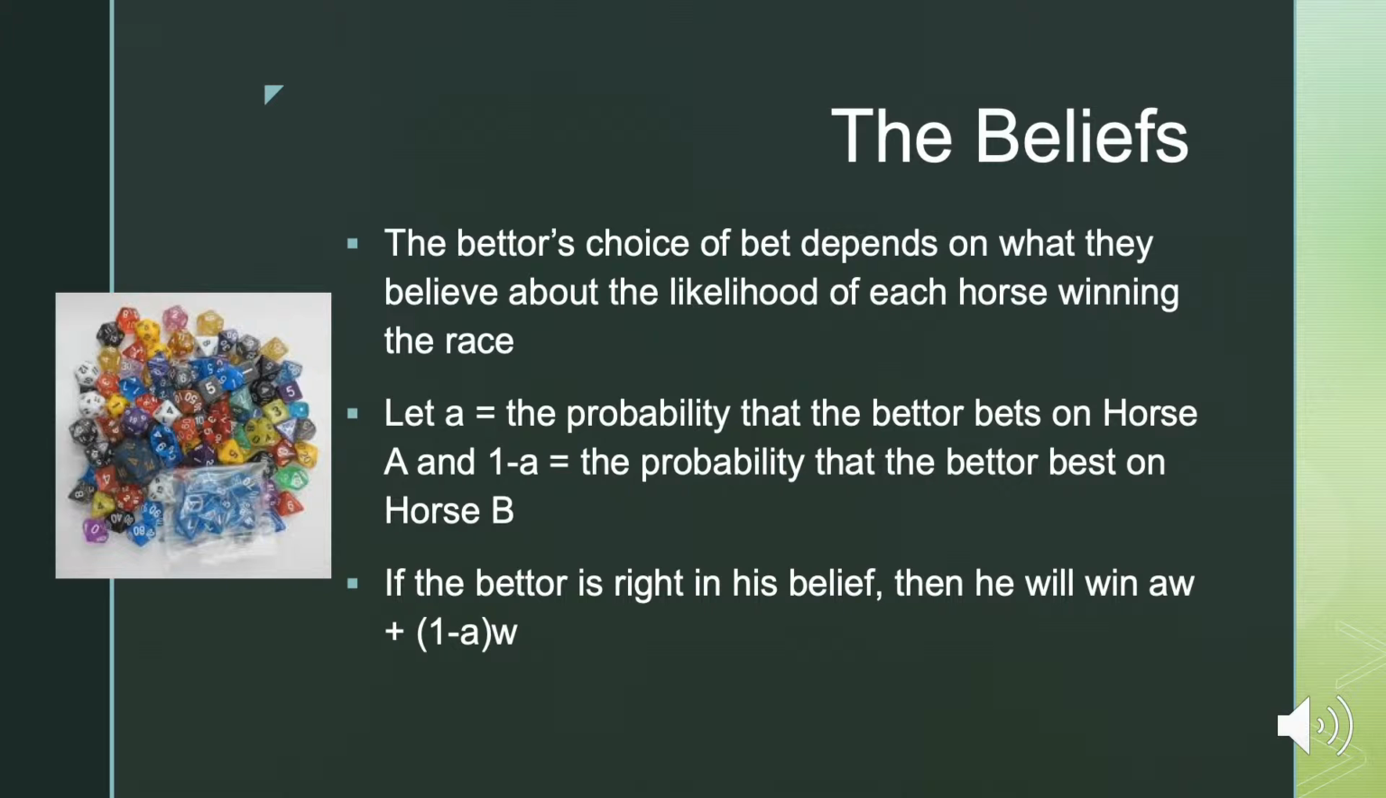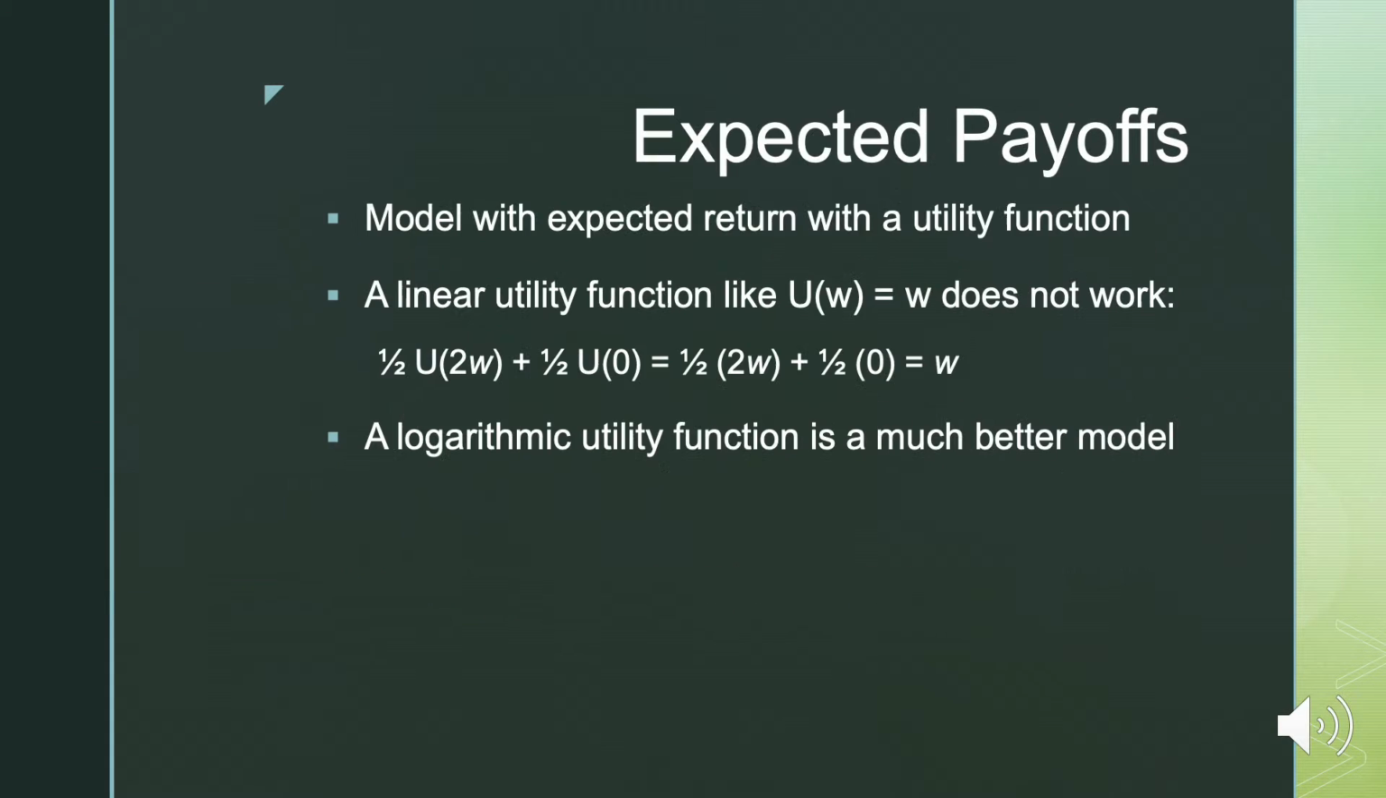First, let's talk about their beliefs. The bettor's choice of bet will depend on what the bettor believes about the likelihood of each horse winning the race, i.e., the bettor believes horse A wins with probability A and that horse B wins with probability 1 minus A. Additionally, if the bettor is right in his belief, then he will win an amount AW plus (1 minus A)W, which can be greater than or less than the amount he started with. The bettor's choice depends on his expected payoff as well. We can model expected payoff with a utility function.